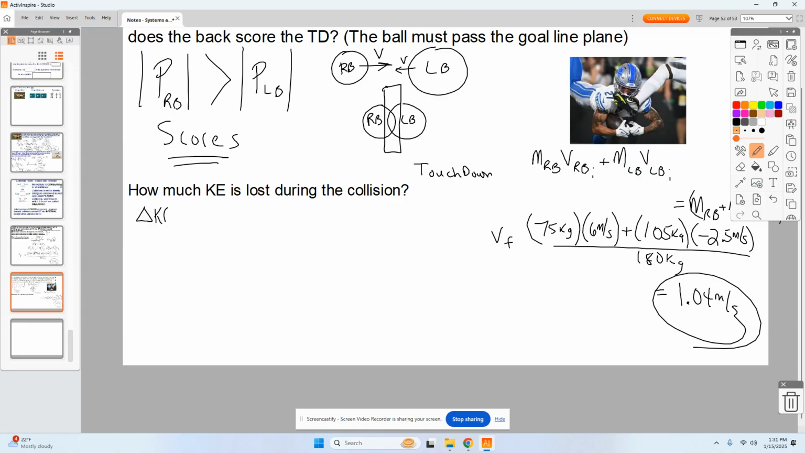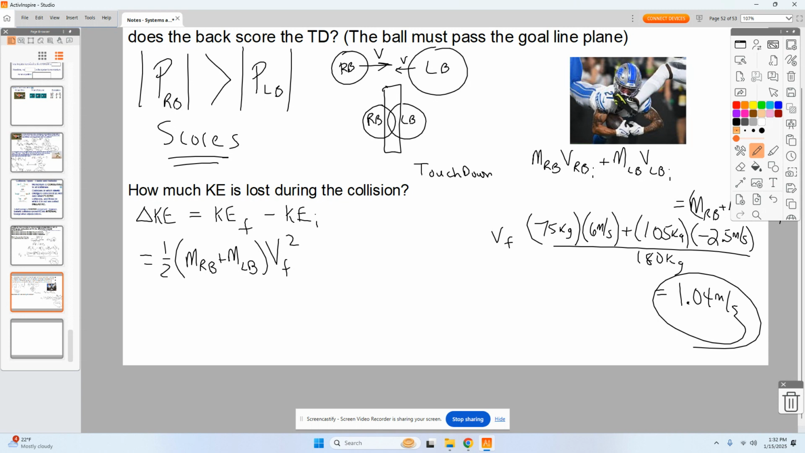Delta KE would be equal to the kinetic energy that we have after the collision. And I'm going to subtract from that the kinetic energy before the collision. The math looks complicated. It's not too bad once you see what all these symbols mean. After the collision, we have both objects moving together with some final velocity that we just calculated. That's the kinetic energy afterwards.